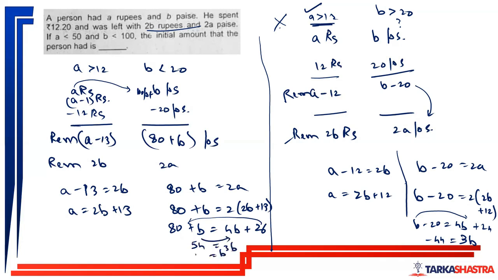तो इससे B की वैल्यू कितनी आई मेरी, 54 by 3. ठीक है, which is less than 20. तो B की वैल्यू है 18. A की वैल्यू कितनी आएगी, कोई तो एक इक्वेशन में डाल दो. A is equal to 2 into 18 plus 13, 36 plus 13 is 49. तो A की वैल्यू कितनी है, 49. तो इनिशियल अमाउंट कितना था, 49 रुपीज 18 पैसा, ये अमाउंट था मेरे पास. ठीक है ना. So this is the correct case.